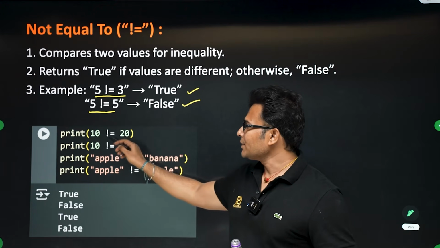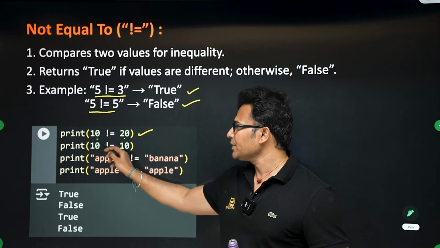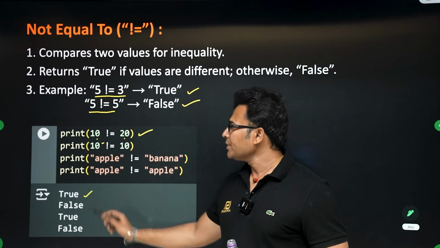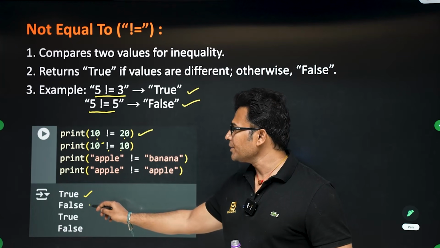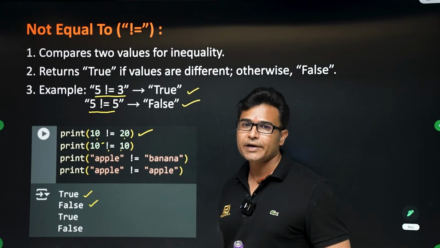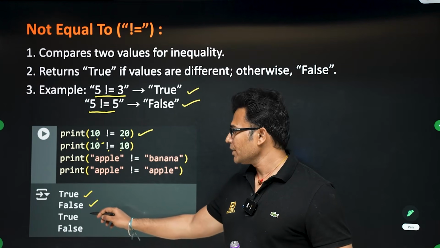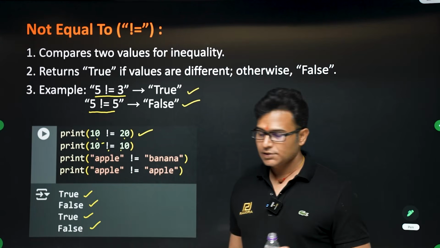If you write a program like this, 10 is not equal to 20, it is true. If you are printing 10 is not equal to 20, what will be printed? True will be printed. 10 is not equal to 10, what will be printed? False will be printed. Why? Because 10 is equal to 10, right? Now, apple is not equal to banana, that is true, right? It will print true. Apple is not equal to apple, it is false, right?